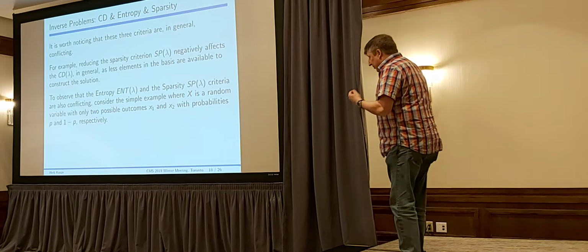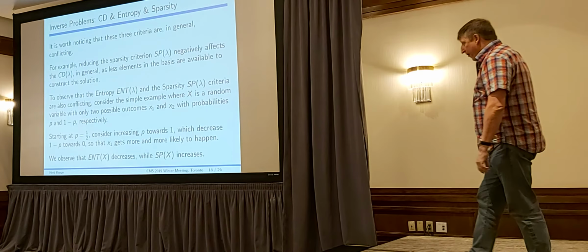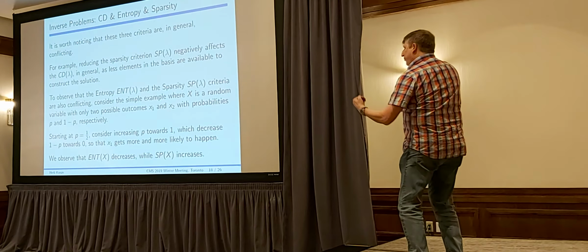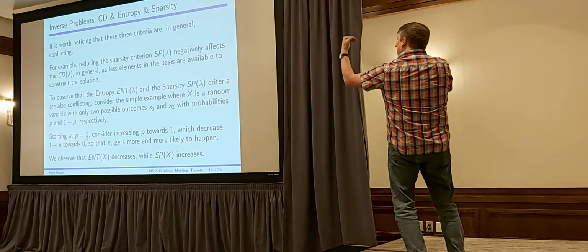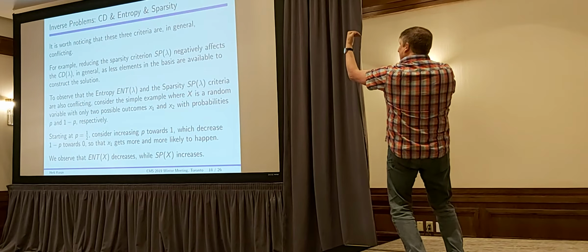To observe that the entropy and the sparsity are conflicting, you can look at a simple example. Take two outcomes, probability p and 1 minus p for x1 and x2 as written here. If you start at p=1/2 so that they're equally likely, then the entropy is at its maximum. Now imagine moving p towards 1. As you move p towards 1, 1 minus p moves towards 0, and so x1 is now more likely to happen. The entropy is decreasing because 1/2 and 1/2 was the maximum. And as this one goes towards 0, the sparsity is increasing because it's getting smaller. So as the entropy decreases, the sparsity increases.